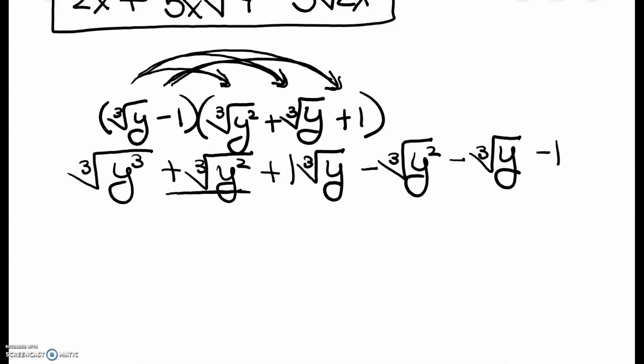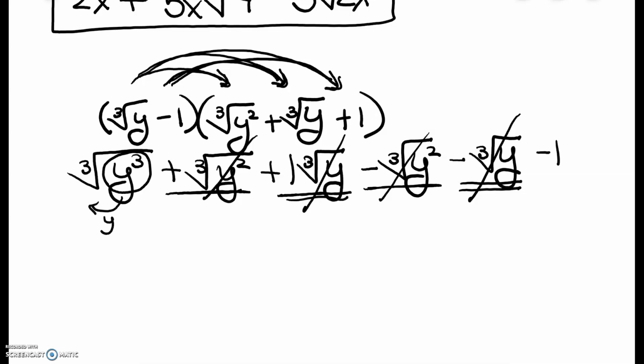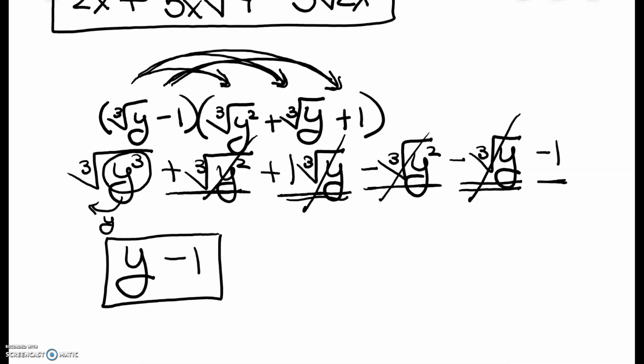I have a positive cube root of y squared and a negative cube root of y squared. They will reduce out. I also have a positive cube root of y and a negative cube root of y. They will reduce out. And in my very first cube root, I notice that I have a group of 3 y's, so I'm going to move that out. And I get y. And I still have this minus 1 at the end, minus 1, and I am done.